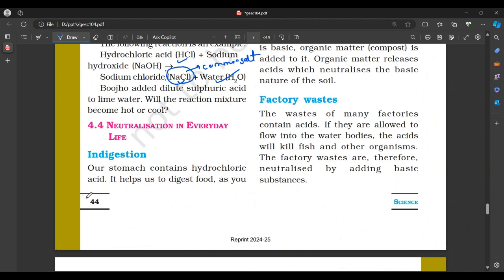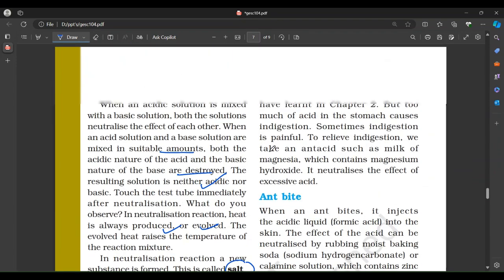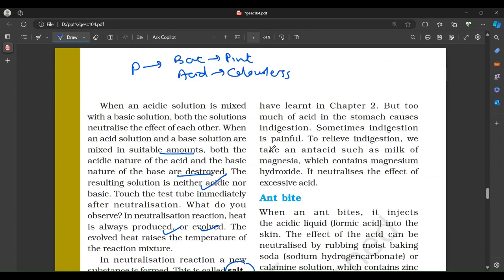Okay, now neutralization in everyday life. What other examples can we relate with this? Indigestion. We already learned about digestion in our sixth standard class. Our stomach contains hydrochloric acid. It helps us to digest food, as you have learnt in chapter 2 also, in nutrition in animals.